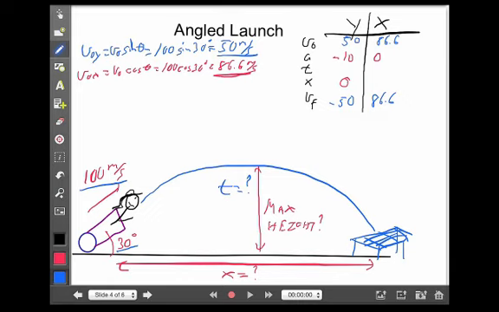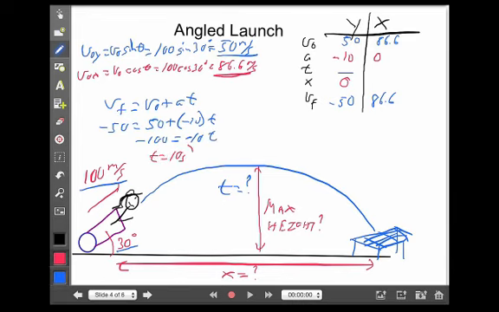Now, it looks like it's going to be very easy to find time in the y column because it's the only thing that's missing. And it allows us to use our favorite little simple equation, final velocity equals initial plus acceleration times time. Now, again, we can only use the numbers in the y column because that's where we're trying to find time. No using x numbers. So I have negative 50 equals positive 50 plus negative 10t. I subtract 50 from both sides, negative 100. Divide through by negative 10. Remember, not allowed to get negative time. And so that means she spends a total of 10 seconds in the air.